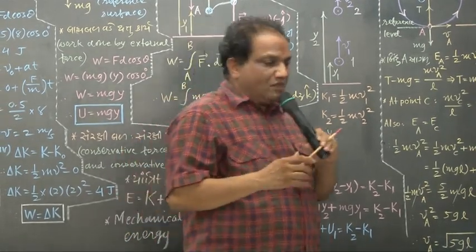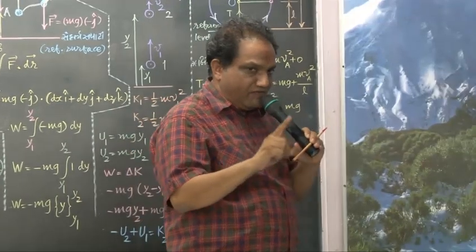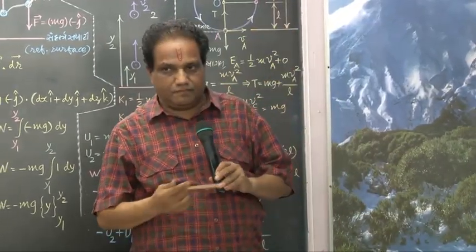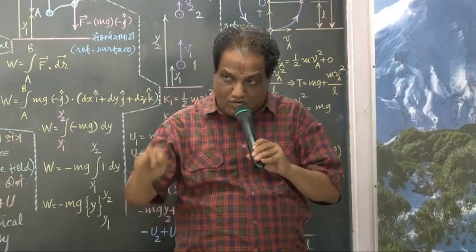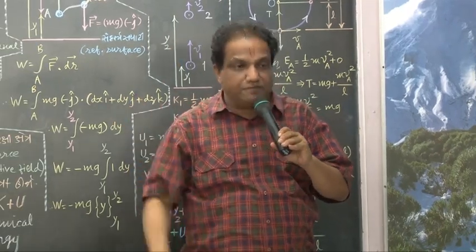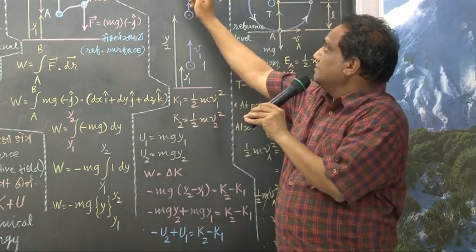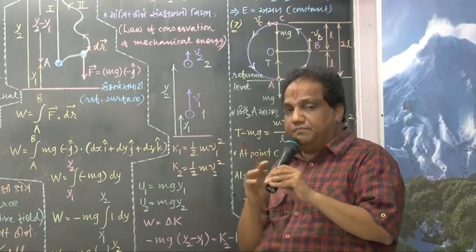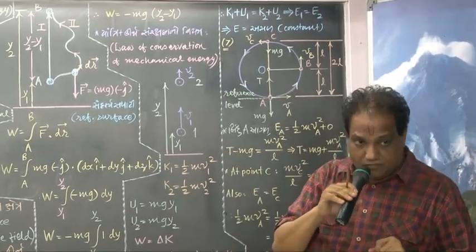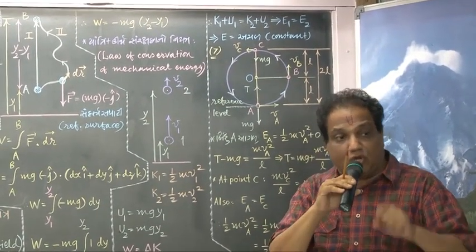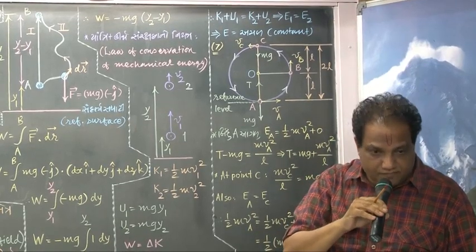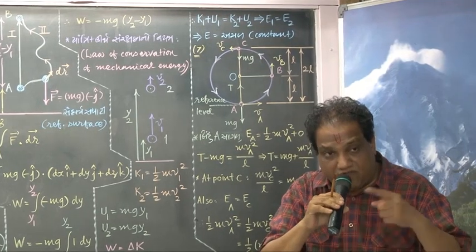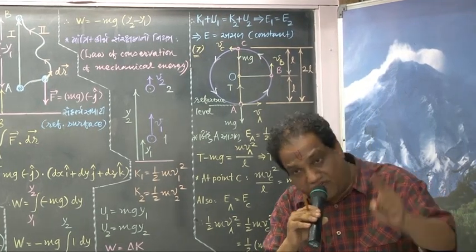I repeat, if the work done by a given force acting on a body depends on the initial and final position of the body, but it does not depend on the path joining them, then such a force is called a conservative force. And the corresponding force field is called a conservative field.